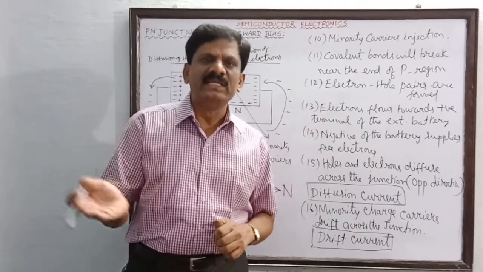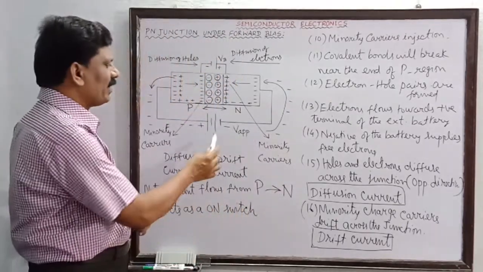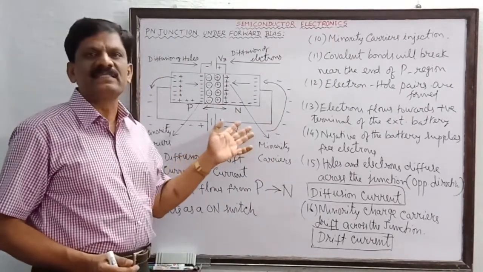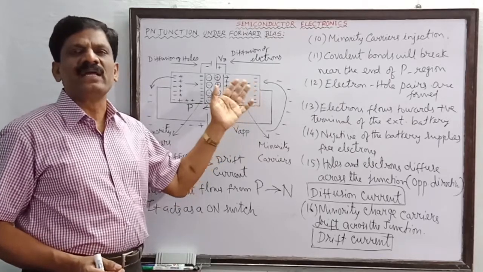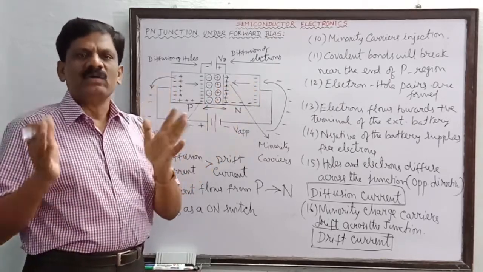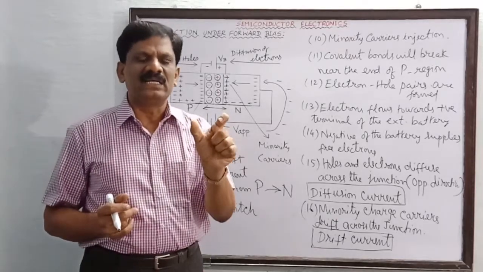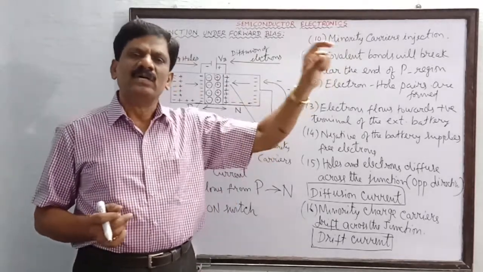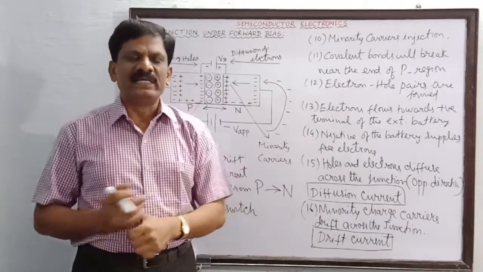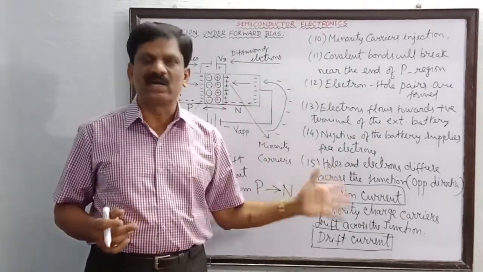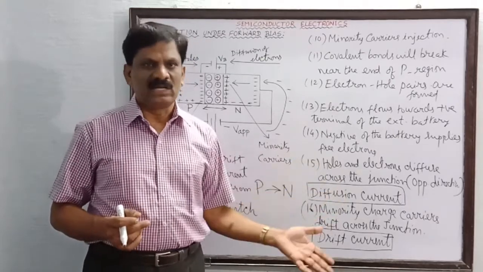Suppose you go on increasing the applied voltage, for example, continuously up to a certain stage. What will happen? The diode or the PN junction will not permit the current flow to some extent. Beyond a certain value called the knee voltage, only then will the diode or the junction permit the flow of current. That we are going to study in the subsequent topics.